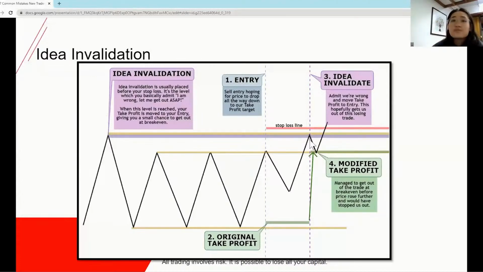So it's hit our swing high resistance, but it reversed off of it. So we quickly place our take profit at our entry instead, and we admit that we're wrong and hope that this gets us out of our losing trade. And we can see price immediately reverse off the take profit towards the stop loss. So we do get a break-even profit, even though we would have gotten stopped out if we didn't do this. At least over here, we get some profits.